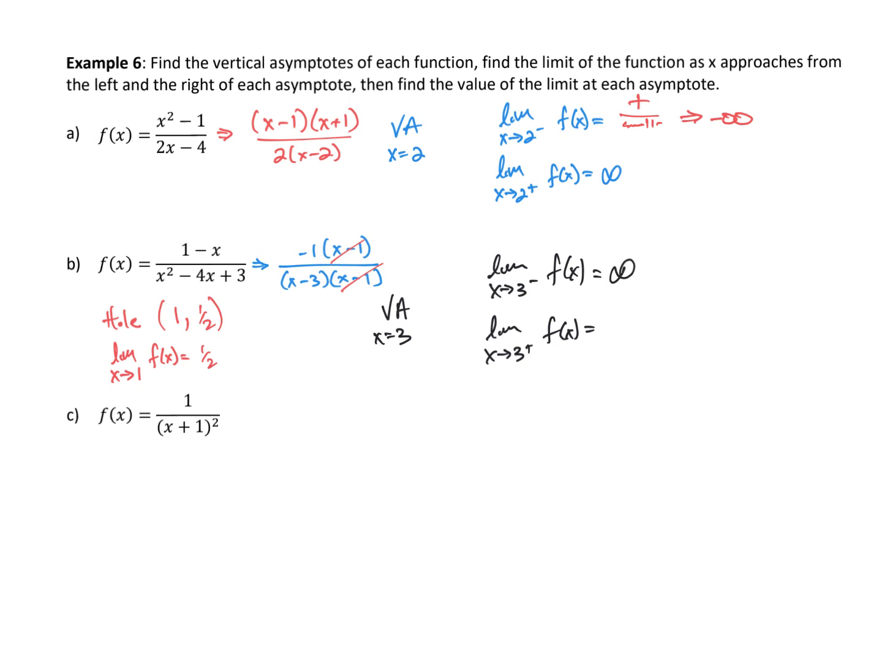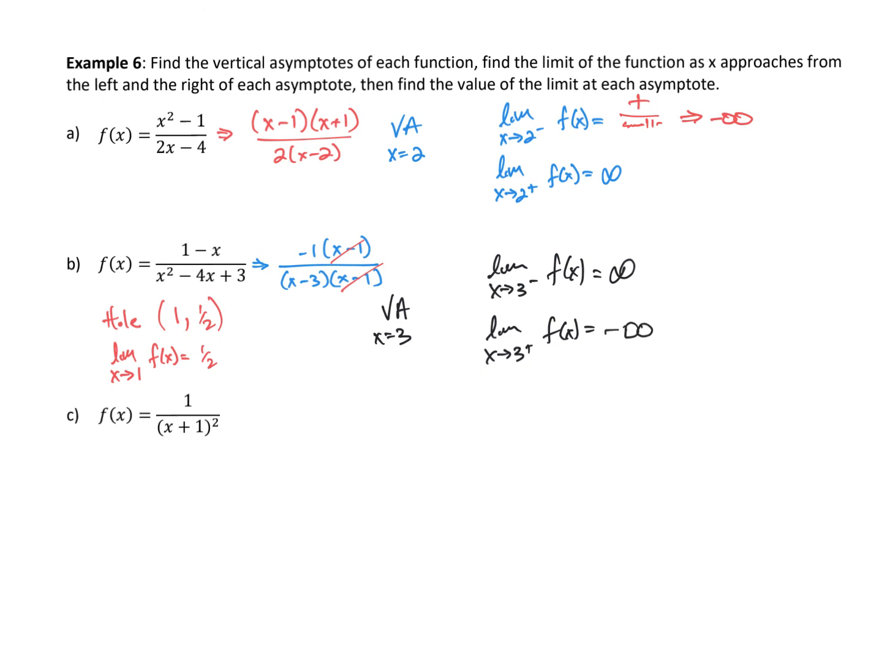All right, let's do it on this other one. So now if I go 3 from the right, that would be a little bit more than 3, like 3.01. So what do I have up top? A negative over a really small positive, which makes it a negative infinity. All right, pretty good. Let's look at part C.